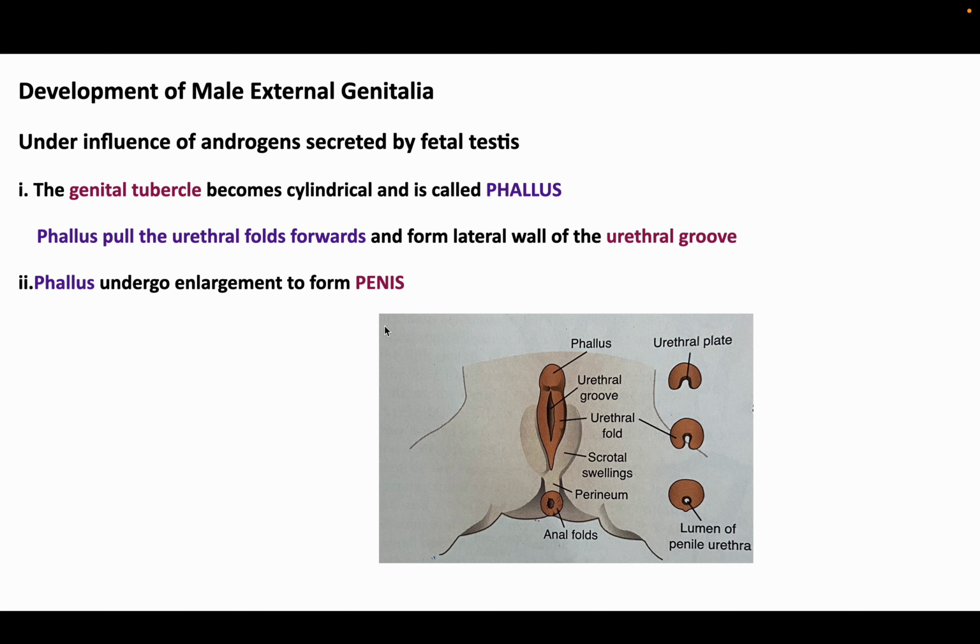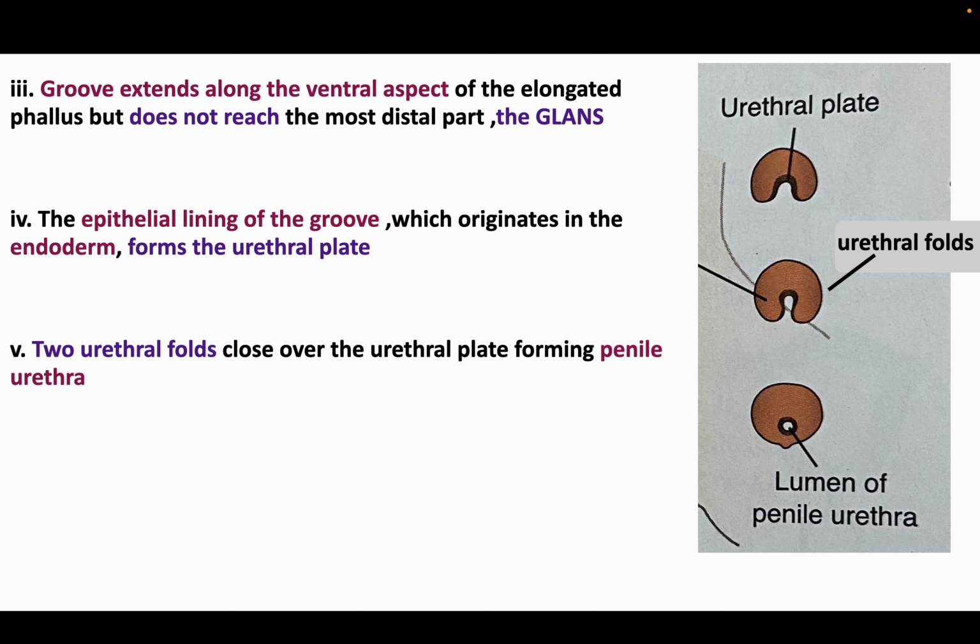Now coming to the development of male external genitalia. Under influence of androgens secreted by fetal testes, the genital tubercle, here is the site for genital tubercle, becomes cylindrical and is called as phallus. Now this phallus pulls the urethral folds forward and form lateral wall of the urethral groove. So this is the urethral groove and these urethral folds are going to form the lateral wall of this urethral groove. Now phallus undergoes enlargement to form the penis.